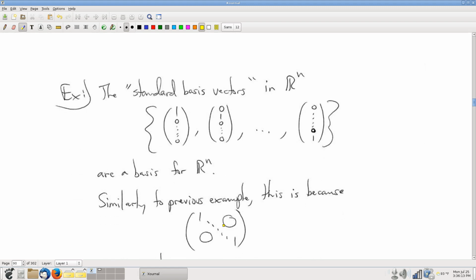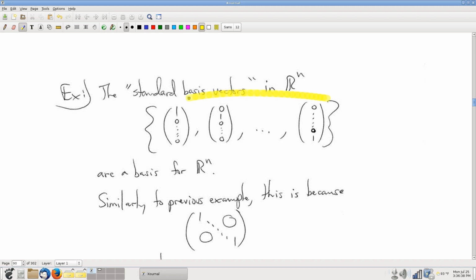Likewise, let's consider this example. Consider the standard basis vectors in Rn. We've been referring to these as standard basis vectors in Rn for a while. Well, good news, they form a basis for Rn, thus giving us half of our reason why we call these standard basis vectors. They are a basis.